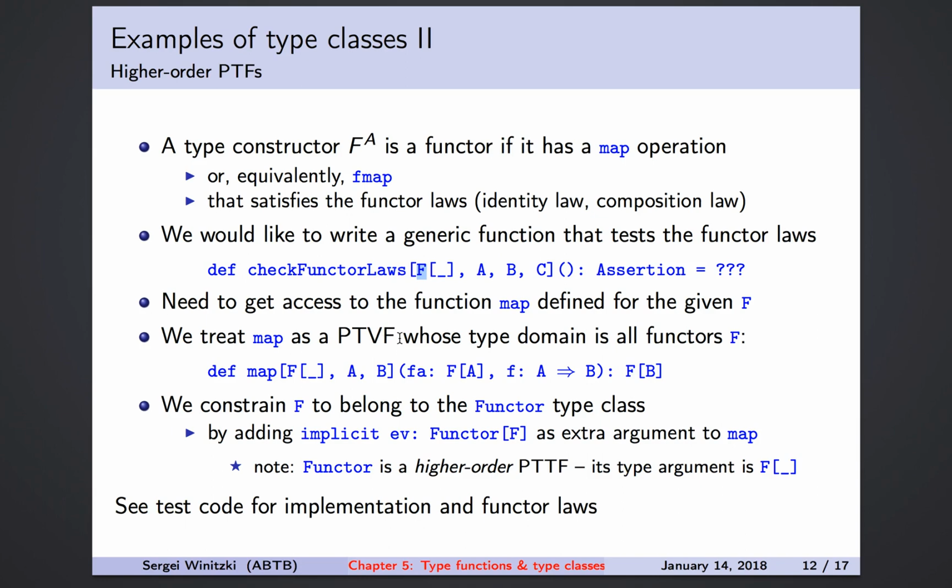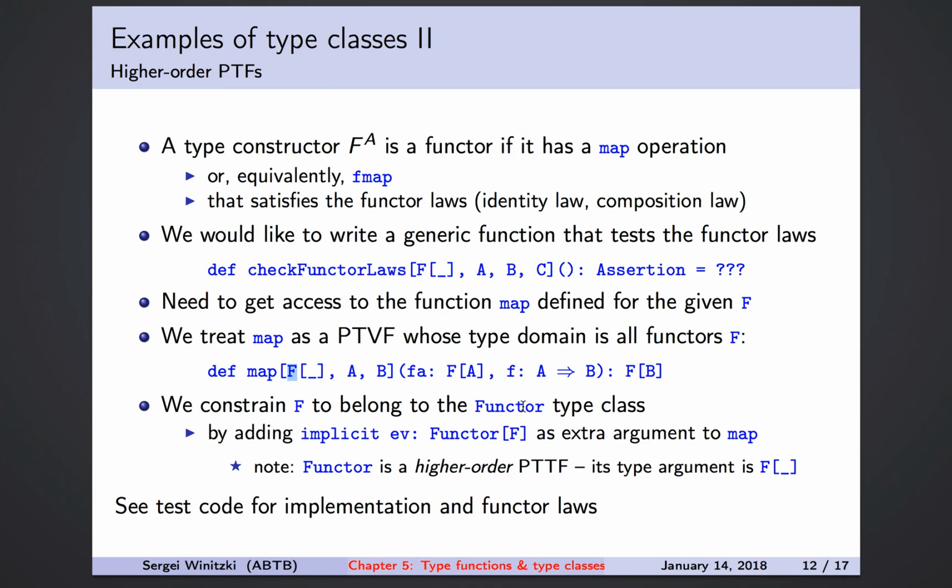So it is a partial type-to-value function whose type domain is only the functor type constructors, all the functors F that we have declared. And then we constrain F to belong to that type class in this function, in the checkFunctorLaws. We do this in exactly the same way as before. The only difference is that the type parameter F is now a type constructor, of a different kind, and not just a basic type.